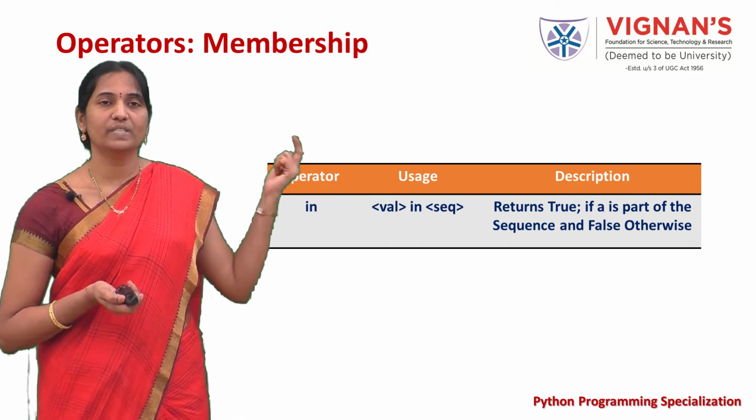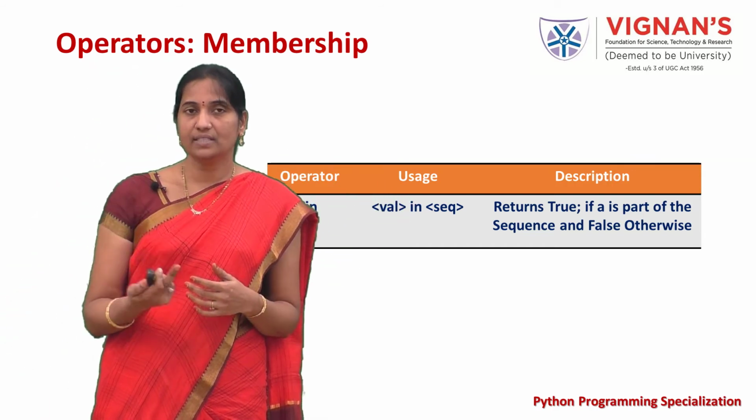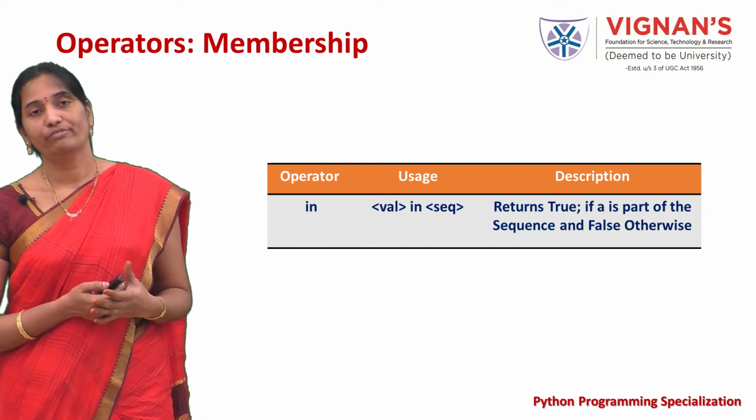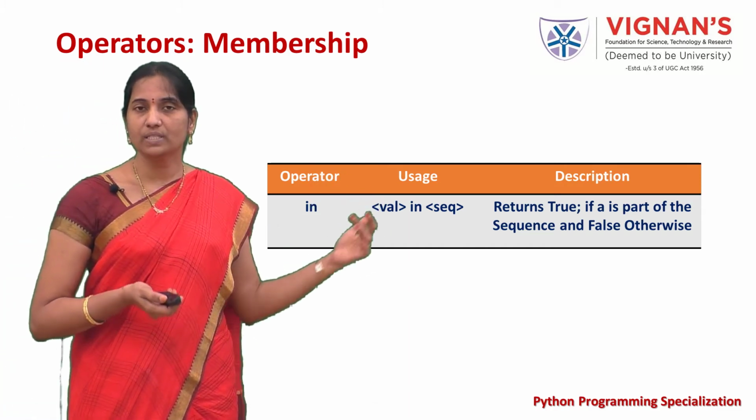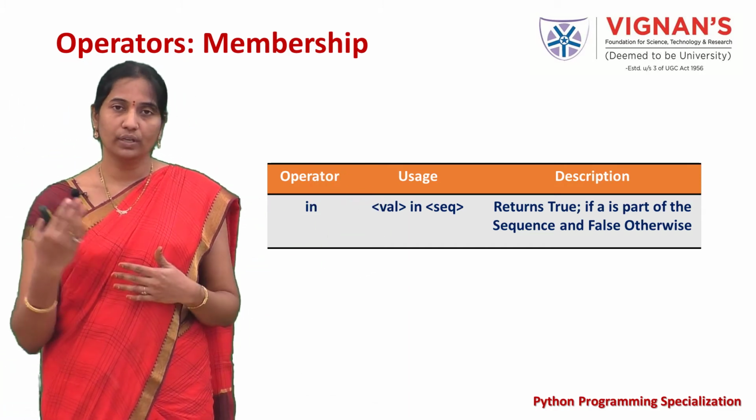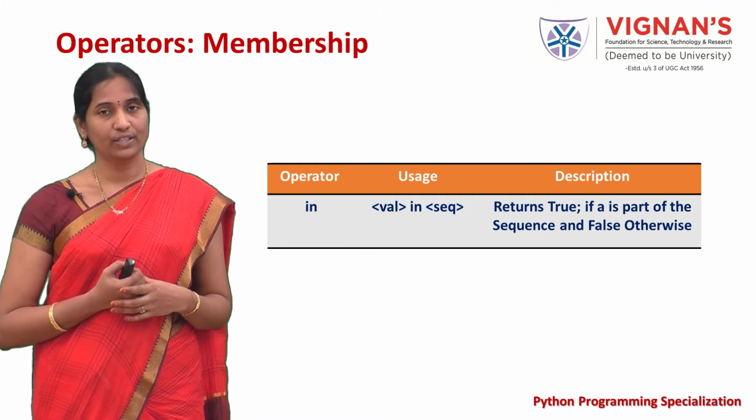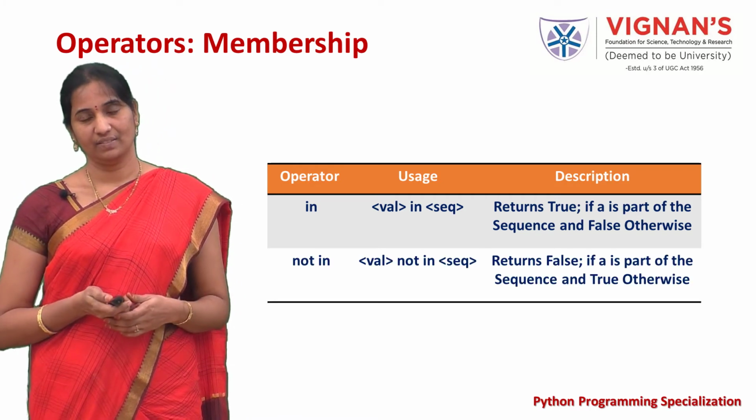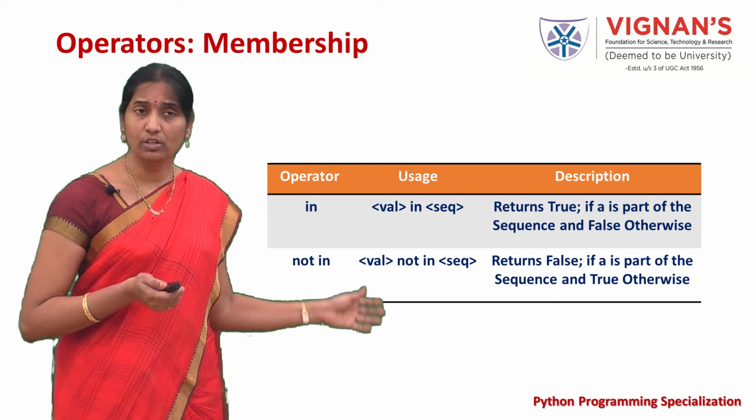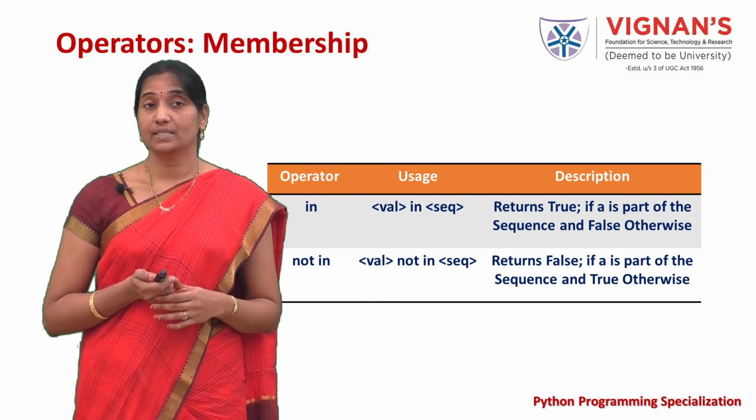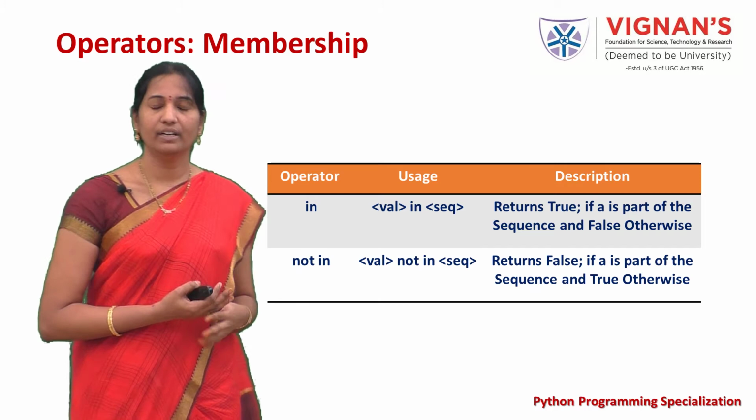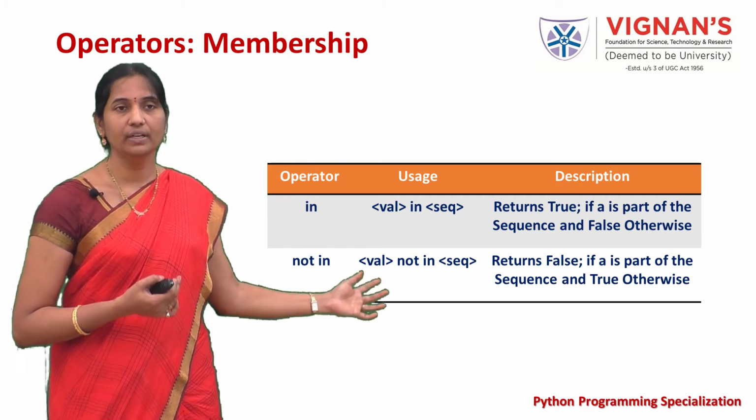If the element is present in that sequence, then it returns true, otherwise it returns a false value. Here, sequence could be a list, a string, a tuple, a dictionary, or even a set. Now not in can also be used to check the presence or absence of an element, but it works exactly the opposite of the in operator.